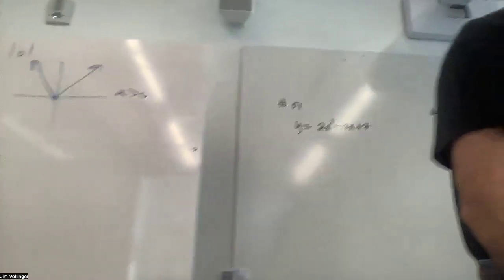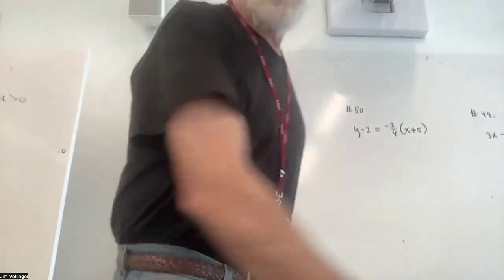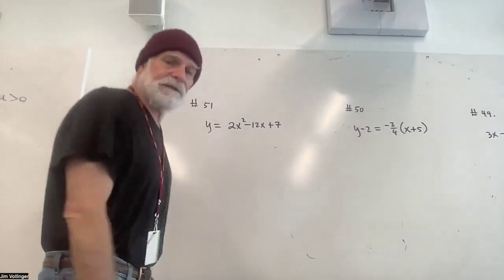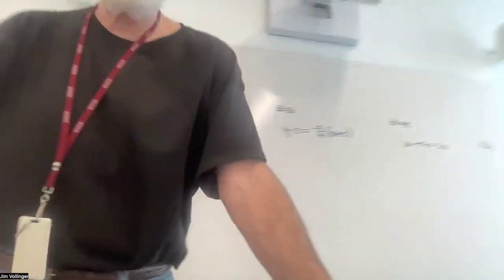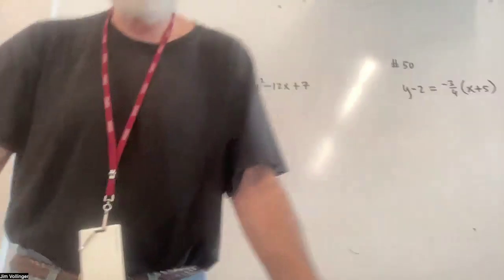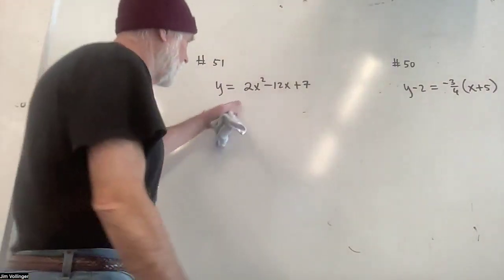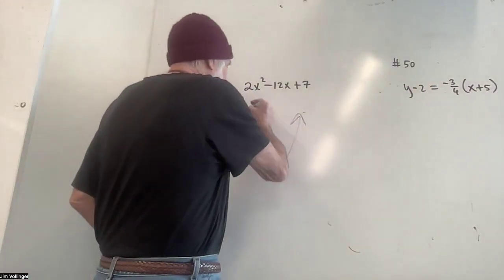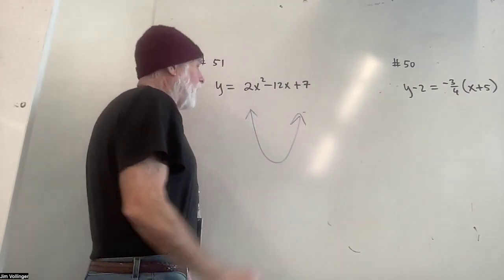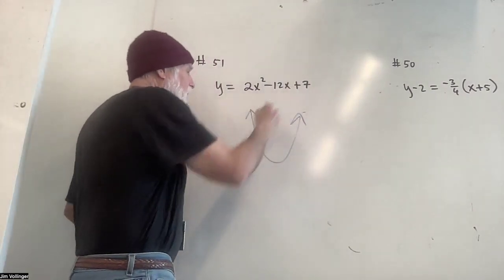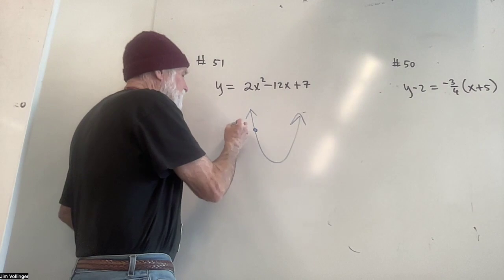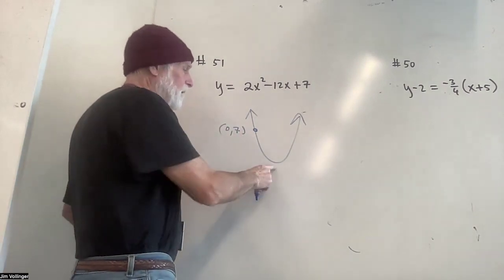2x squared minus 12x plus 7. When I see this, these are the steps I take. Let's see if I can move this closer. Hope I'm writing more clearly today. I see a quadratic cut shape up. I know I'm on the decreasing side. My y-intercept is given, so I know that's 0, 7, which means my x is positive.